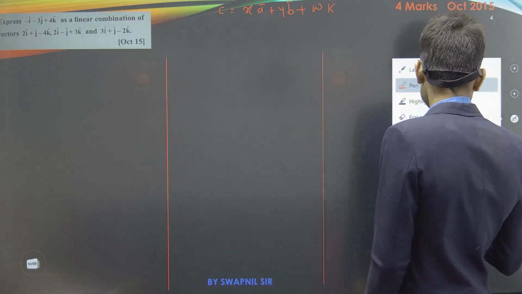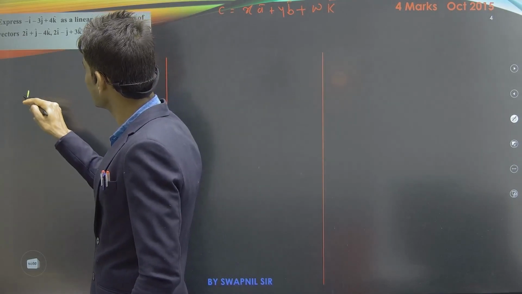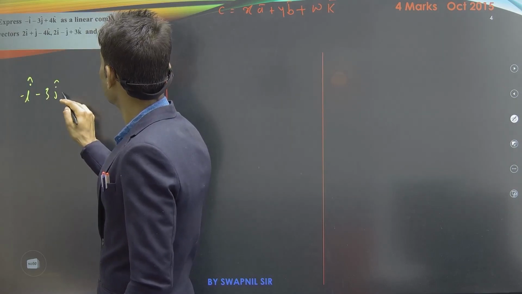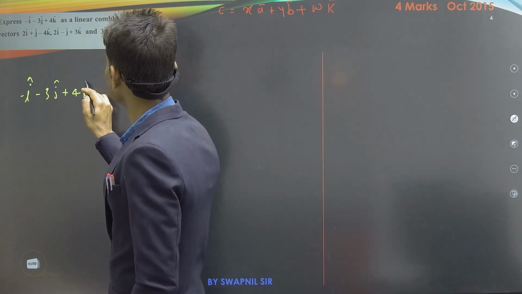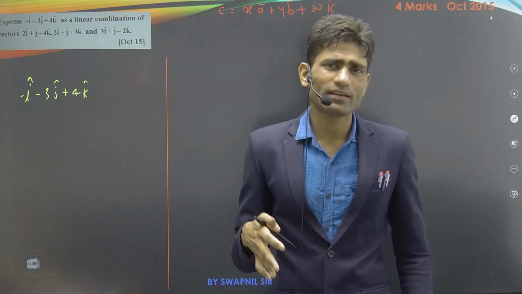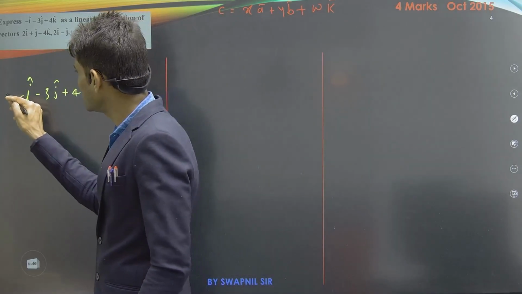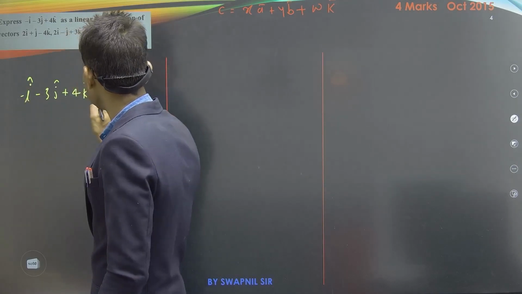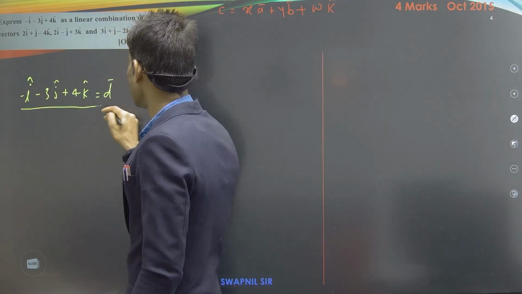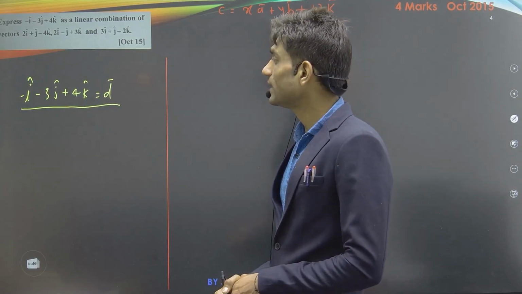So let me write what we have been given in our question. We have been given minus i cap minus 3j cap plus 4k cap. This one is a position vector. We have to write that position vector as a linear combination of the remaining 3 position vectors. So I consider this one as d, a position vector. I just named it d bar.